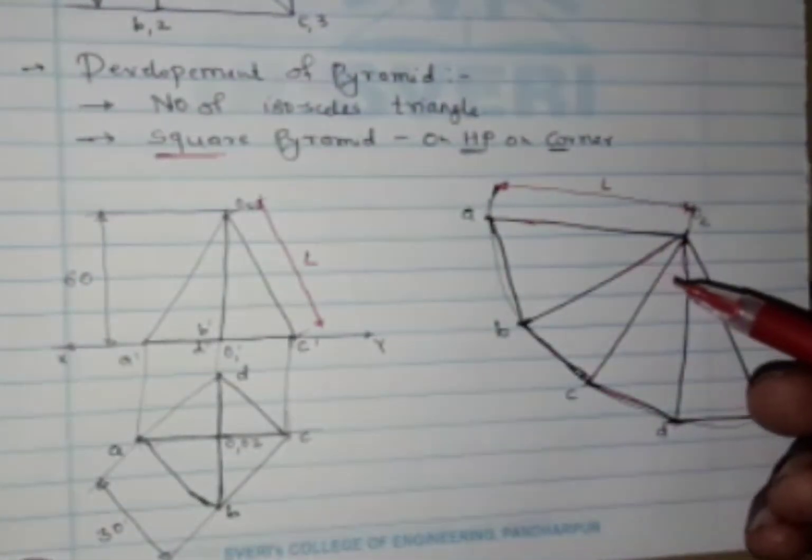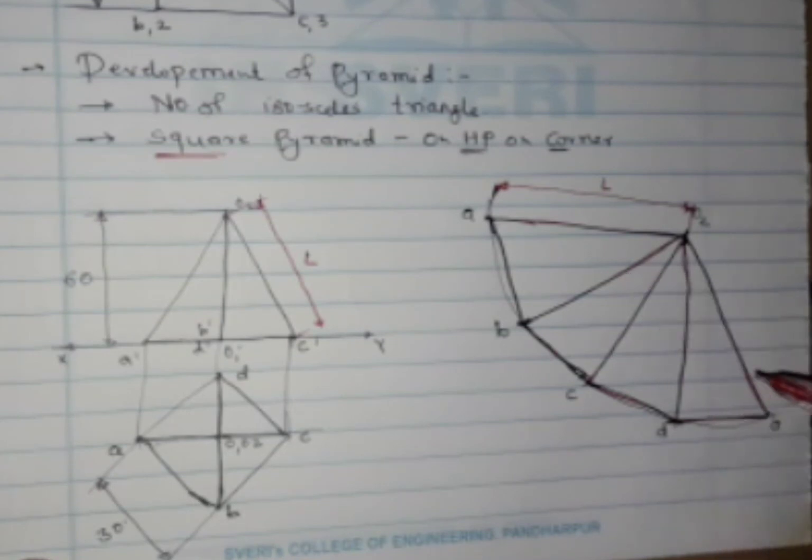Okay, as it is a square pyramid, in its development we are getting the 4 isosceles triangles. Okay, so whatever development we have seen, it is the development of the plain pyramid. Okay, so it's not a truncated one, it is not a cut one. Okay, so this is the development of the pyramid.